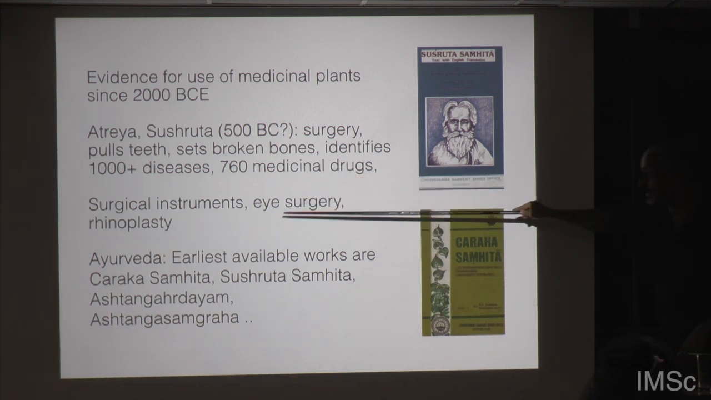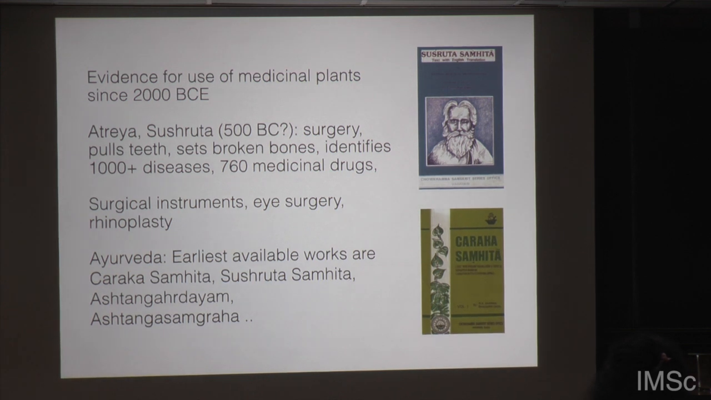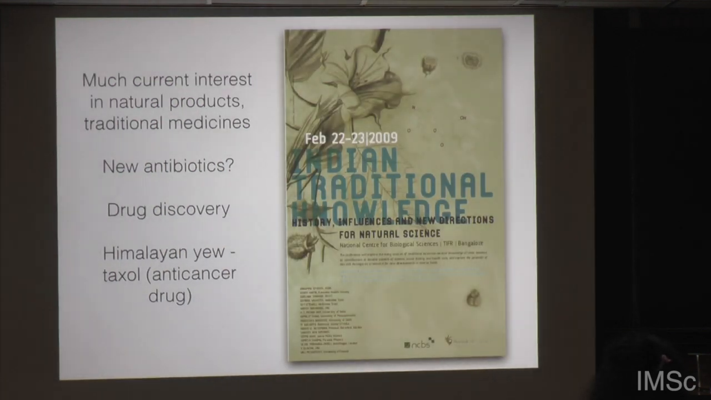So in India, surgical instruments, eye surgery, and rhinoplasty, which is essentially changing nose surgeries, go back way beyond. And these people also wrote about what they did. The Sushruta Samhita and Charaka Samhita are classic old works that describe what Indians 1,500 years ago, 2,000 years ago were actually doing in terms of medicine. What they did then still has echoes now.